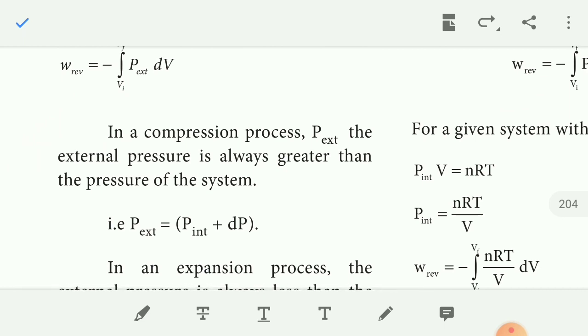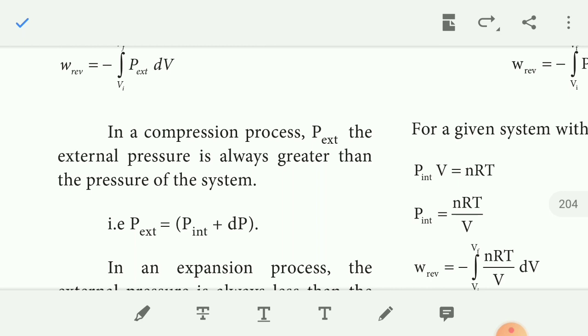In the compression process, the external pressure is always greater than the pressure of the system. So P external equal to P internal plus dP. In an expansion process, the external pressure is always less than the pressure of the system. So the equation is P external equal to P internal minus dP.